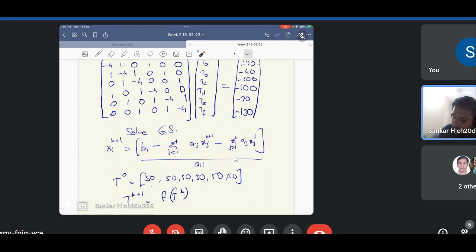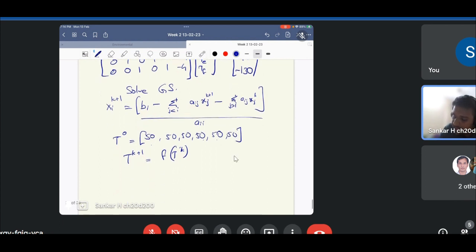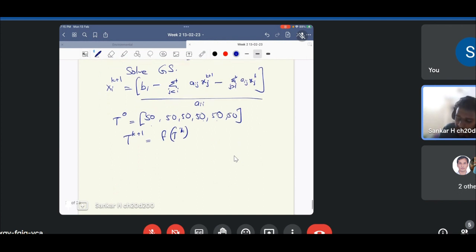But for the Gauss-Seidel method, we have already solved some of the temperatures till that j equal to i. We put that value here in this a_ij, and then we solve it. So for the k plus first iteration, we use whatever we have solved using the k plus first iteration, and then find the answer for the k plus first iteration again for the next i plus one. So when we solve that, we will get TA1 as the first iteration.